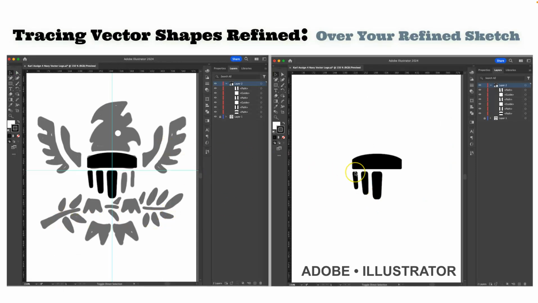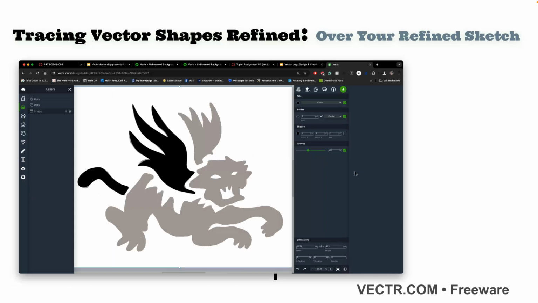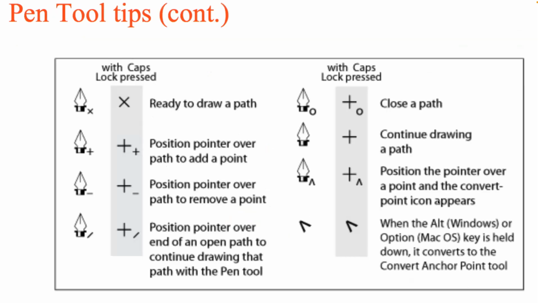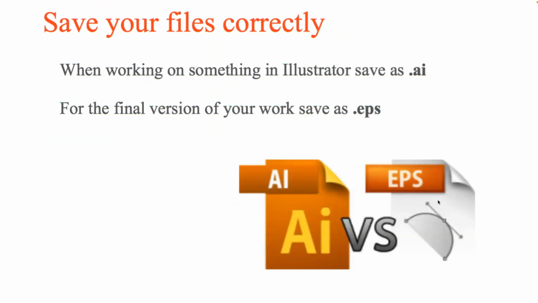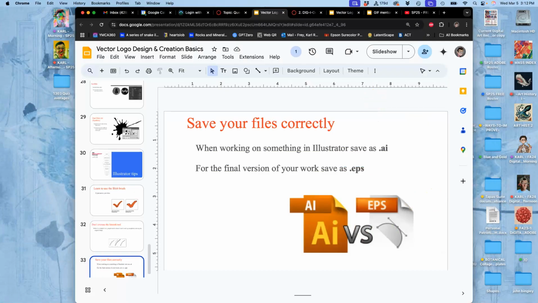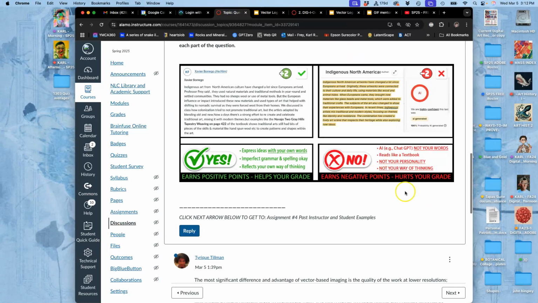And then you trace it in a program like Illustrator or vector.com, which is a freeware that you can play with to make our vectors. And it's linked in the assignment as well. And then there's lots of tips that we'll learn about vector design in those slides. Okay, that's all on the question of the day.